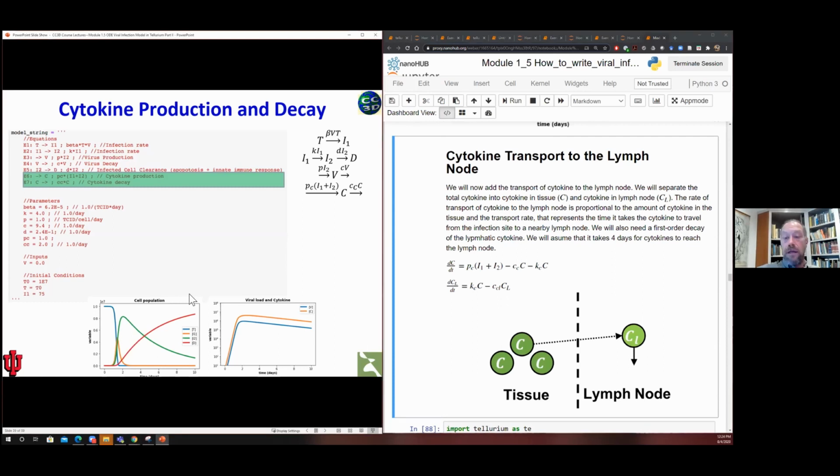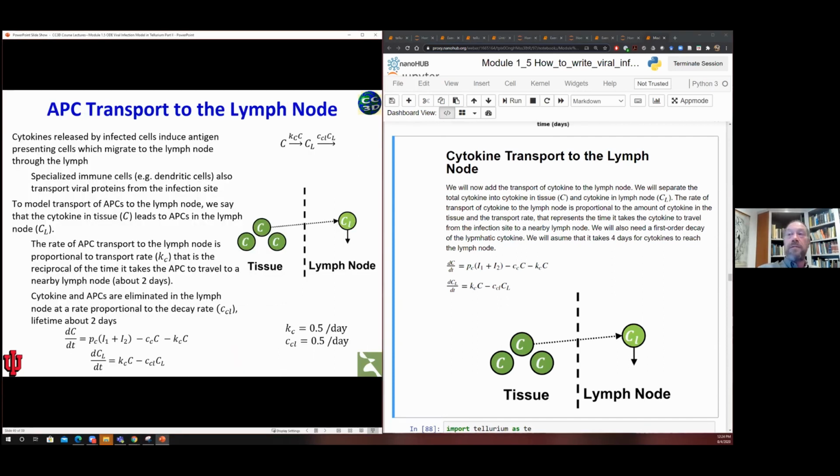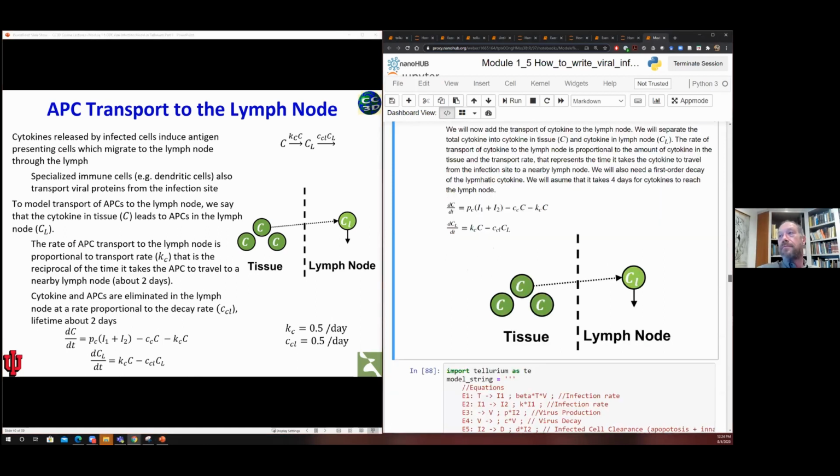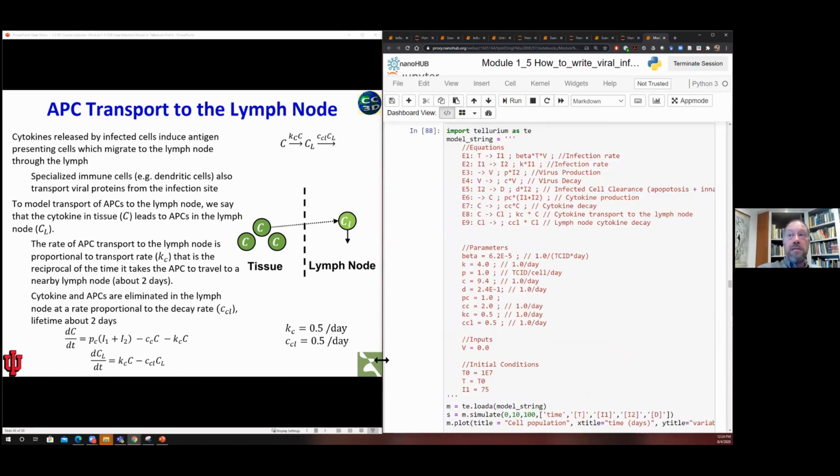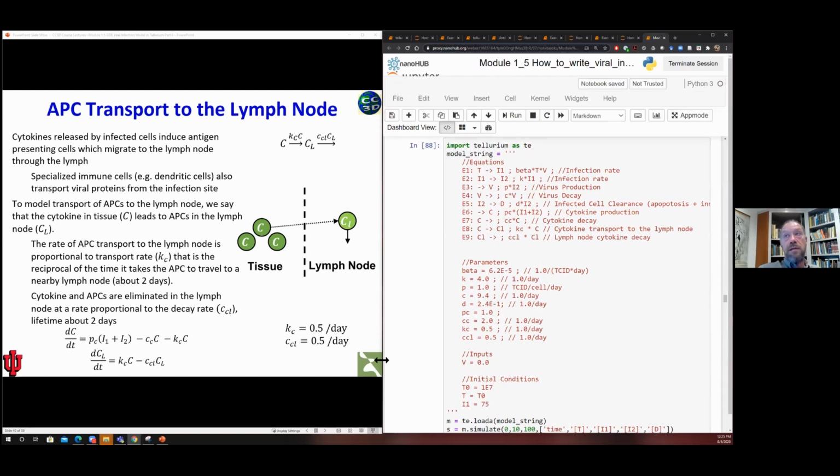Okay. The next thing that has to happen, and let me hide that because there's a term that needs to be edited, is that the antigen presenting cells, which are created at the same time the cytokine is, have to get from the tissue to the lymph node. And we're going to assume that there's a transit time where the cells in the tissue give rise to cells in the lymph node.